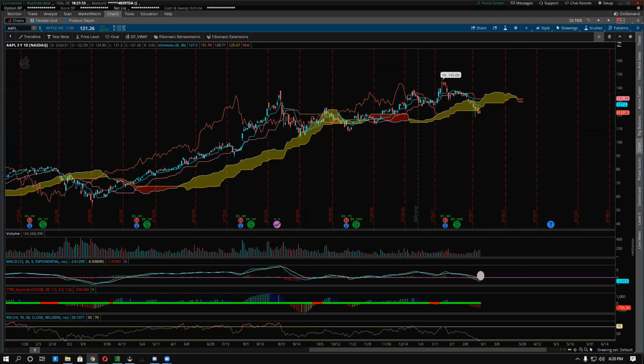So right now we are in bearish sentiment. We just broke below the cloud. Our conversion line is below our baseline. And yeah, that's pretty much it for the functions of the lines.